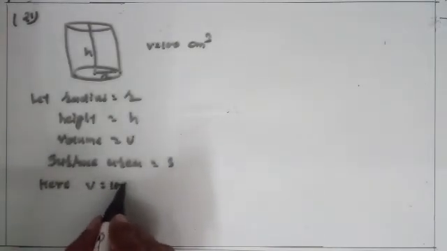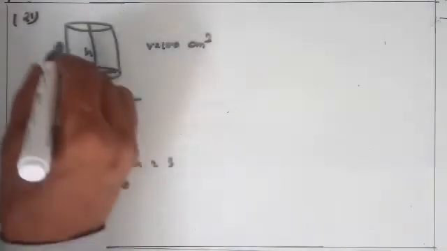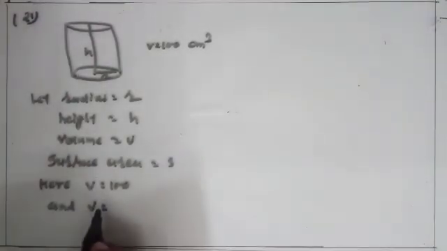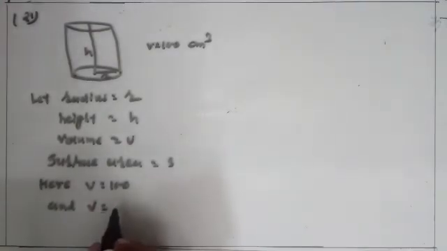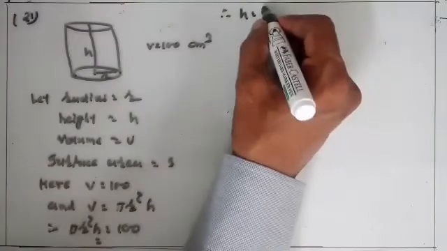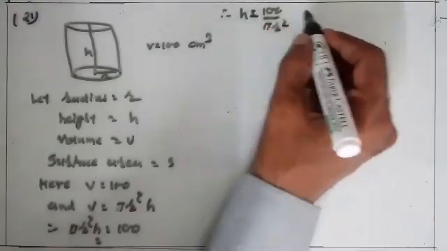Here volume is equal to 100 given, and we know that volume of a cylindrical can V is equal to pi r square h. Here V is equal to 100 cm cube given constant, therefore pi r square h is equal to 100. Now formulate h. Therefore h is equal to 100 upon pi r square. Clear?